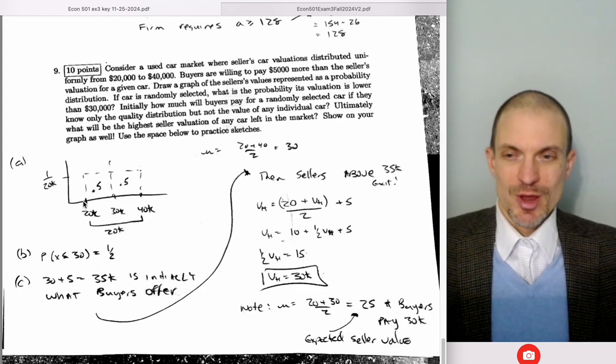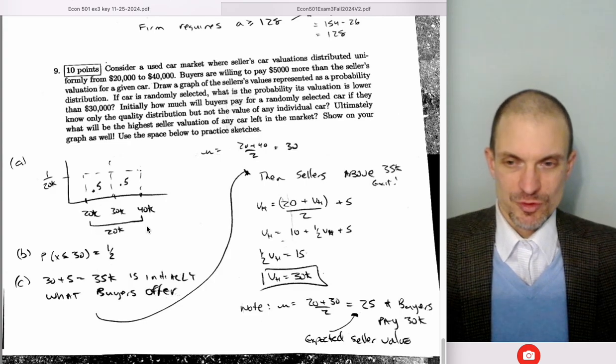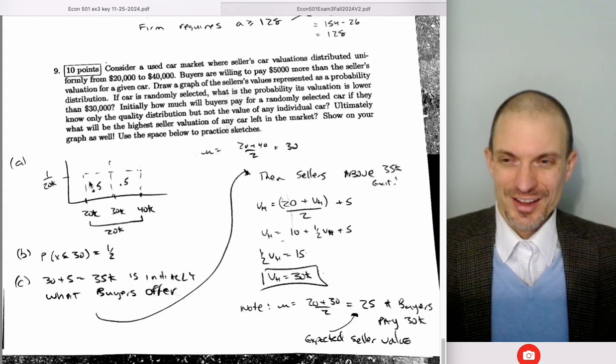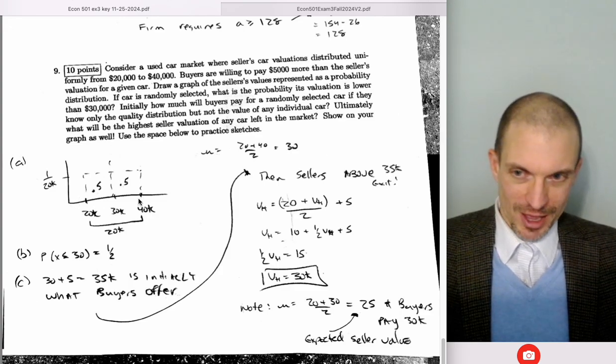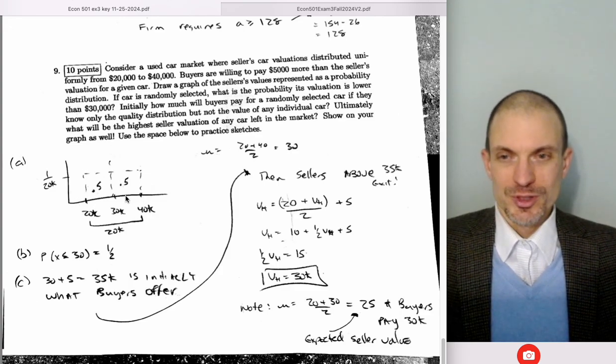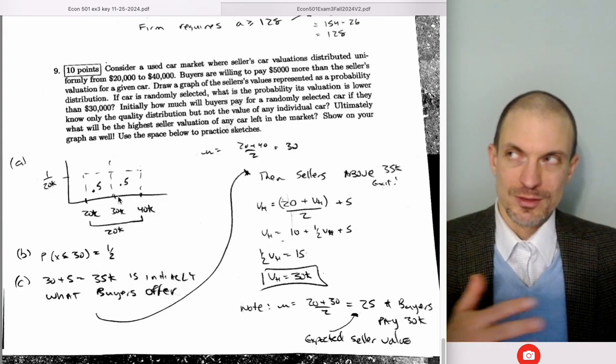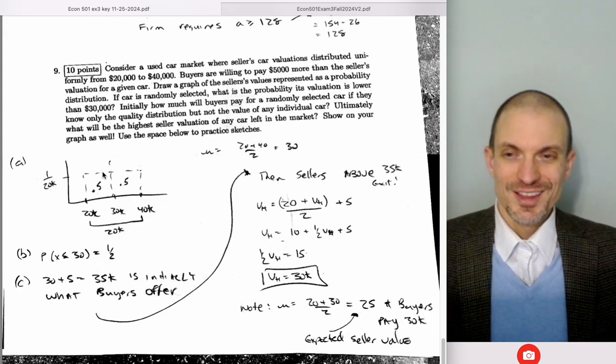Okay, so part A, let's just draw the uniform distribution. So valuations are uniformly distributed between 20,000 and 40,000. That's a range of 20,000. The height, so the PDF for the uniform distribution, is going to be 1 over 20,000. The uniform distribution is a box. The normal distribution's a bell. We like using it because sometimes it's natural to think of probabilities as evenly distributed, but also it's really nice to work with because it's just a rectangle.